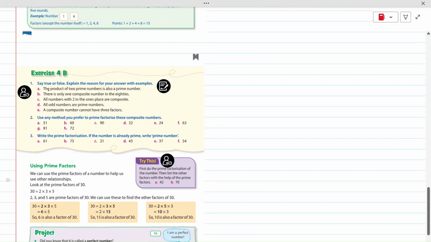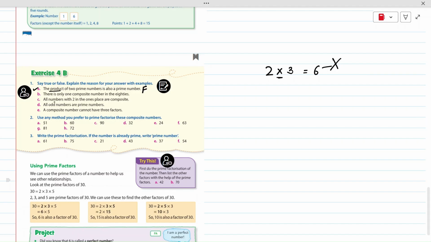The first question says, say true or false. Explain the reason for your answers with examples. The product of two prime numbers is also a prime number. So one prime number I am taking as 2, another prime number I am taking as 3, and I am finding the product. If I multiply, I am getting 6, but 6 is not a prime number. So this means it's a false statement.